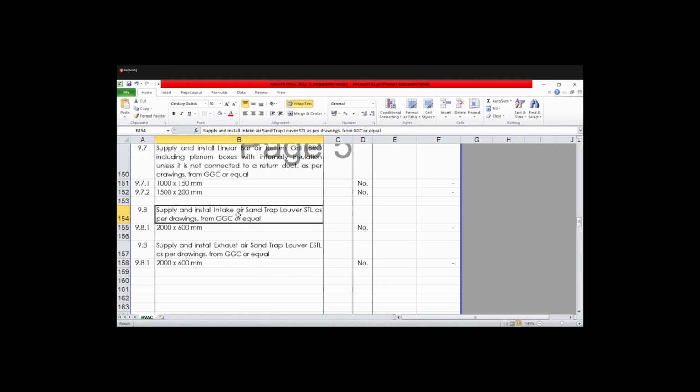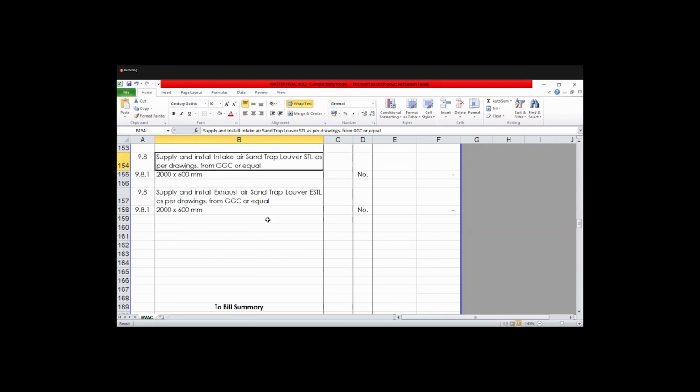In case of suction, meaning the fresh air intake, outdoor air intake, we have to provide louvers. The grills are called louvers, and we have to provide the air sand trap louver. This is one type of louver. It is mostly used in the Gulf because there are sand storms there, and there is a lot of sand during the breeze. So we have to provide the sand trap louver for fresh air, and on the exhaust also, on the AHUs or the exhaust fans.